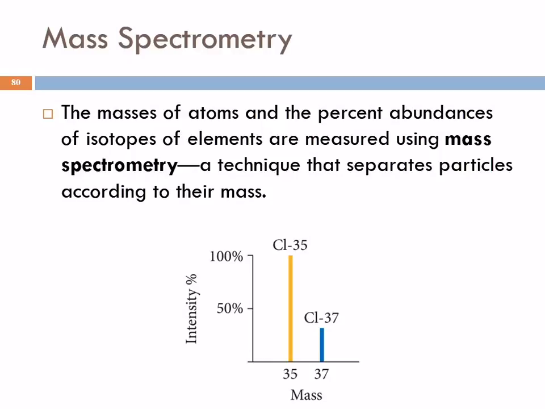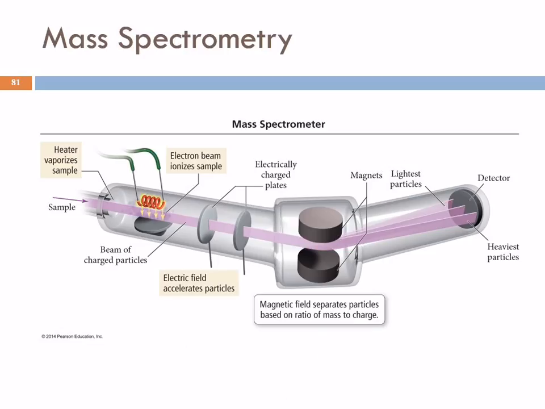How do we figure out what the mass of these things are? How do we find the percent abundances? Well, we use a technique called mass spectrometry. And I want to tell you about this, but I'm not planning to test you on it. This is a technique that separates particles according to their mass. And it'll give us information like this. We can separate the chlorine-35 and the chlorine-37 and, based on the intensity of the signal, we can get information on the relative amounts of each.